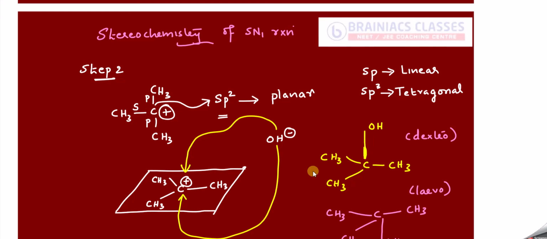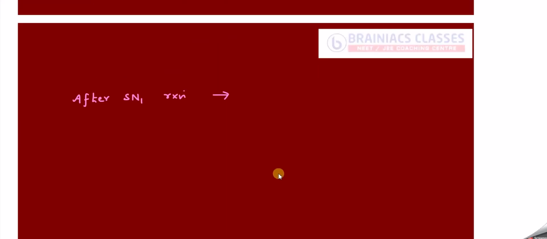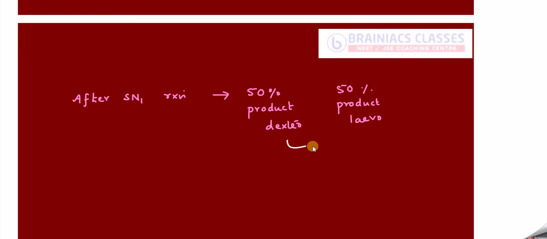So we can say the stereochemistry of SN1 reaction is, and please remember this is a very important point, after SN1 reaction there is a 50% chance it comes from the top and 50% it comes from the bottom, equal probability. So 50% of the product will be dextro, and 50% of the product will be levo. Such a mixture with equal amounts of dextro and levo is called a racemic mixture.